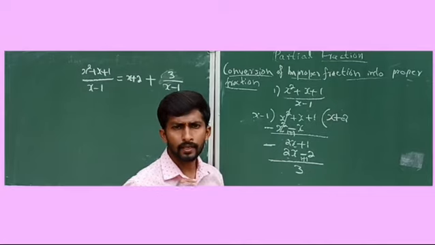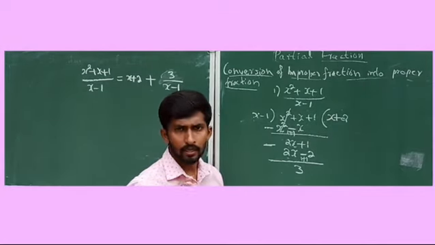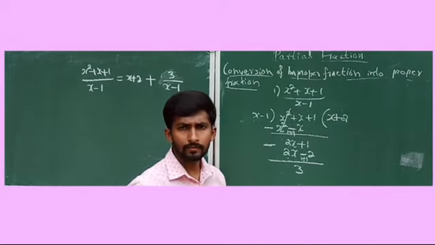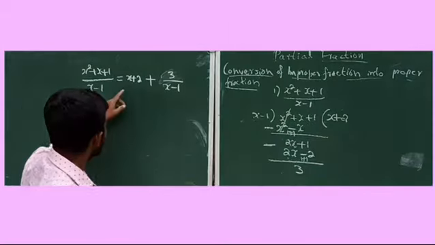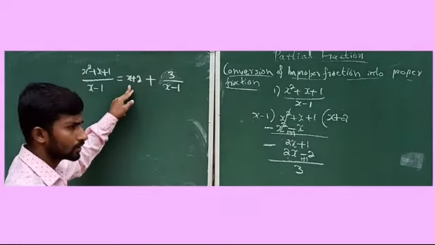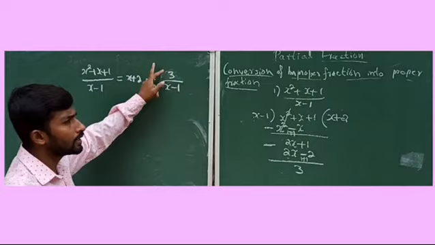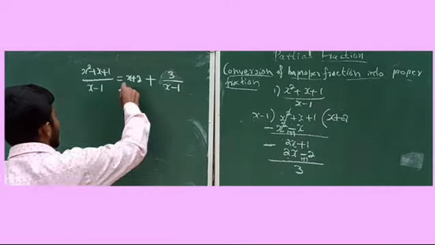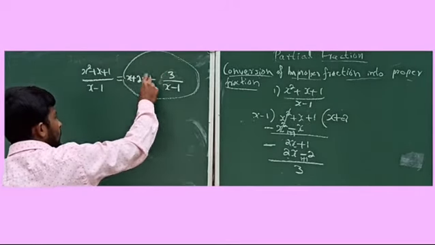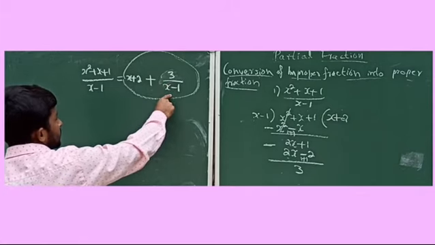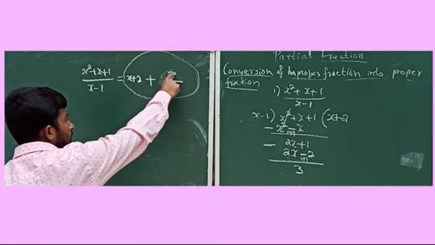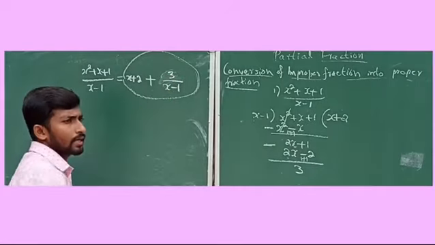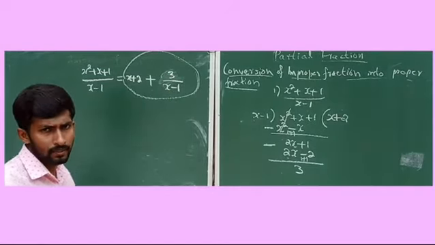You need to divide the numerator by the denominator until the degree of the remainder is less than the degree of the divisor. After completing the division, you need to write it as quotient plus remainder divided by divisor. We call it the proper fraction. You can observe, right? Here 3 by x minus 1. Here no fraction, but here 3 by x minus 1 is there. Here degree 0, here degree 1. The degree of the numerator is less than the degree of the denominator.